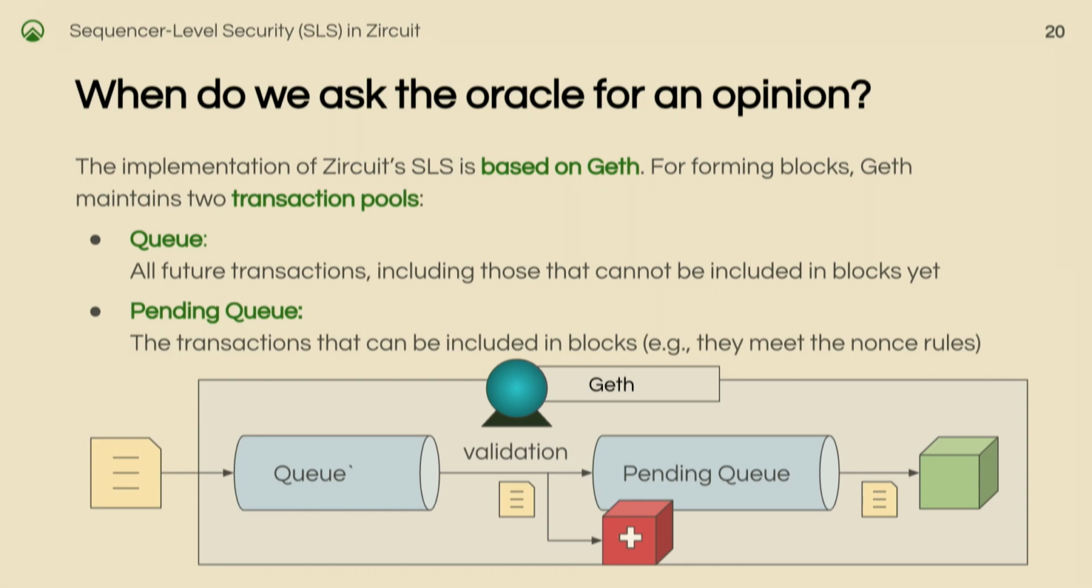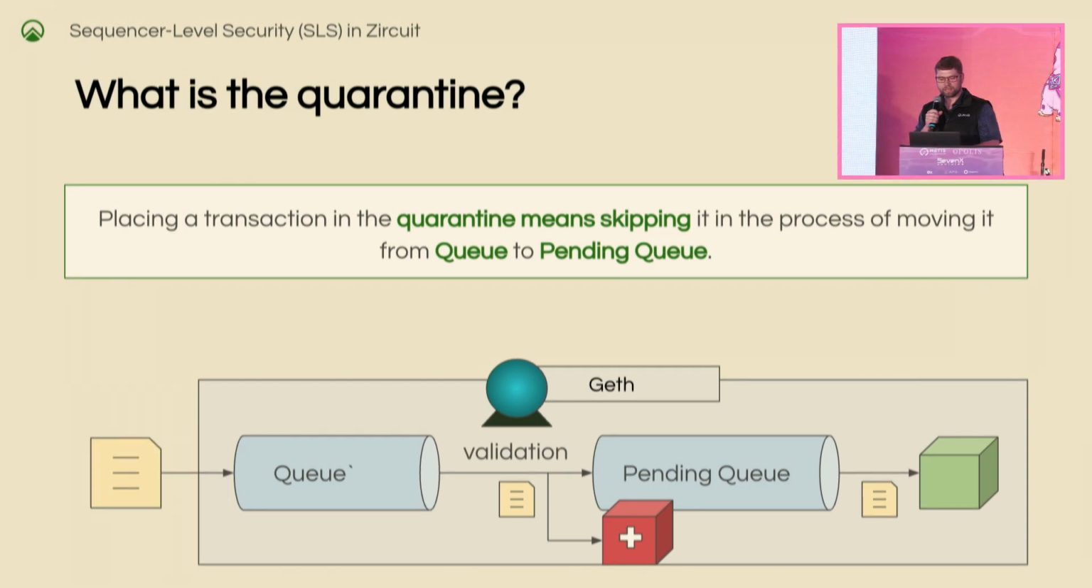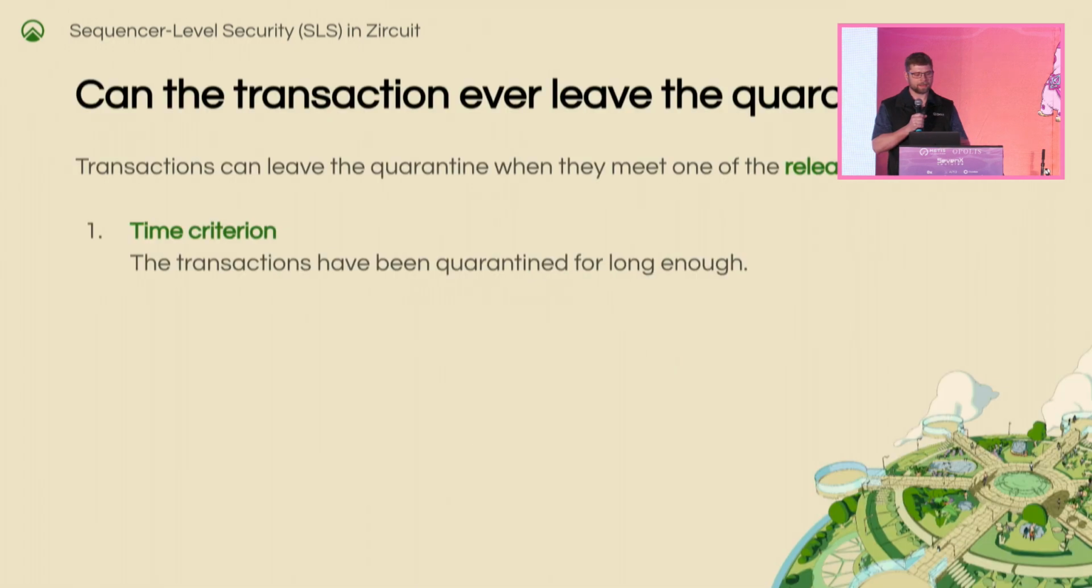And if the answer is no, it's not okay, then it's going to place some flag somewhere in the data structures that Geth maintains, which means, hey, whenever you're considering moving transactions from queue into the pending queue, skip this one. Don't move it into the pool that is ready for immediate block inclusion. So that is what it means to place the transaction into quarantine. We set some kind of flag that says, hey, skip this, don't include it, and don't move it into the pending queue.